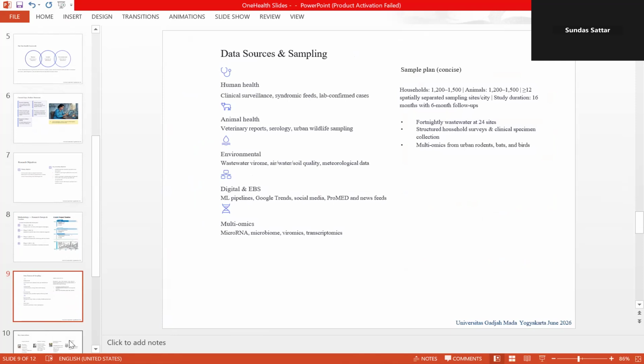We'll collect data from multiple sources. Human health data will include clinical surveillance and lab confirmed cases. Animal health data will include veterinary reports and wildlife sampling. Environmental data will include wastewater, air, and water monitoring. We'll also use digital data sources such as Google Trends, social media, and news-based surveillance.